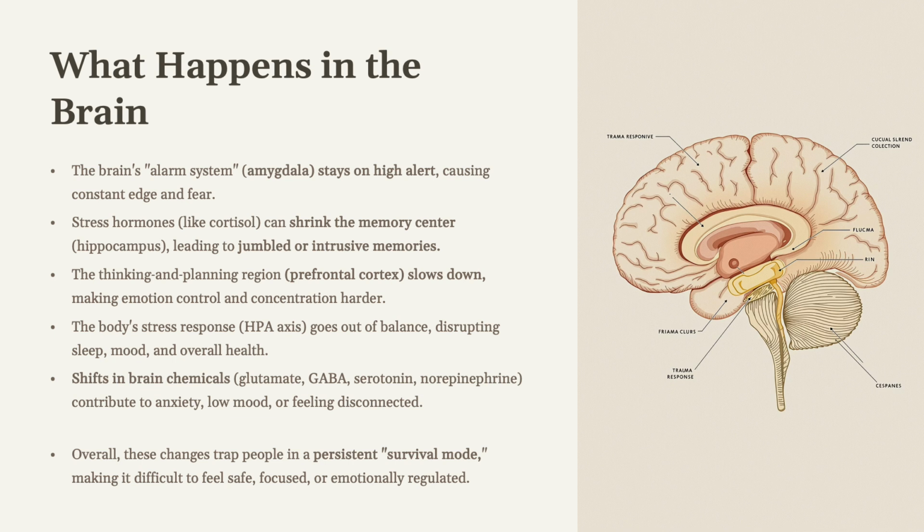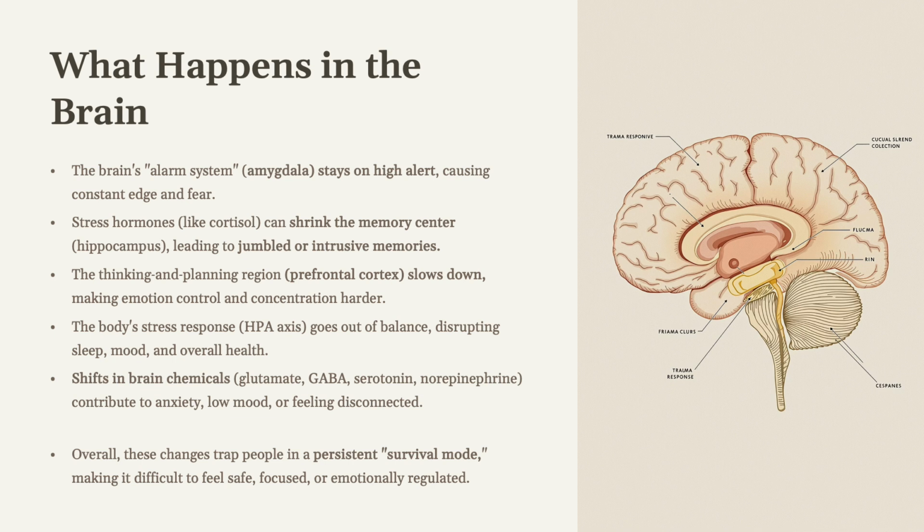And this is part of why I'm going over this. It shrinks the memory center, and it leads to some intrusive memories, fragmented memories, jumbled memories, and that's actually going to be part of the treatment that I talk about here today. But that's one of the things that cortisol does when trauma happens to an individual.